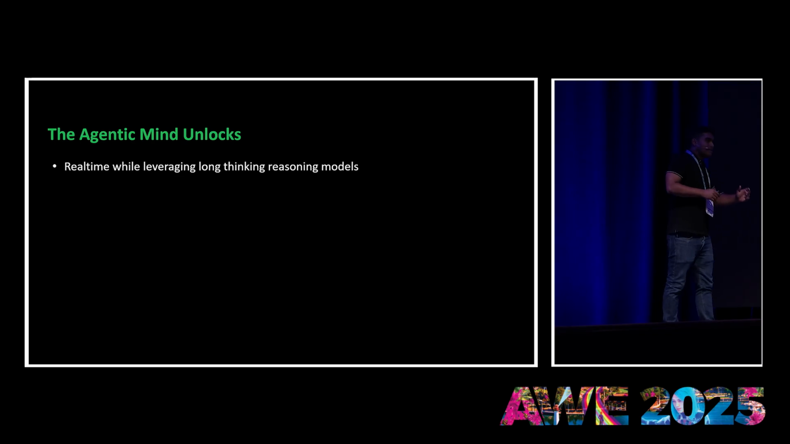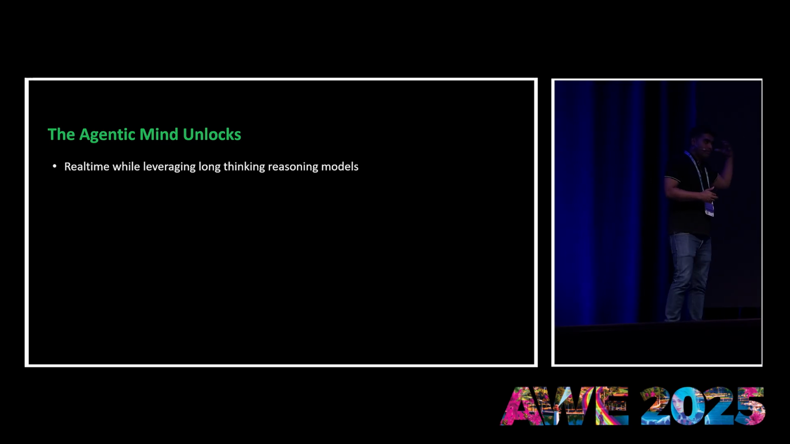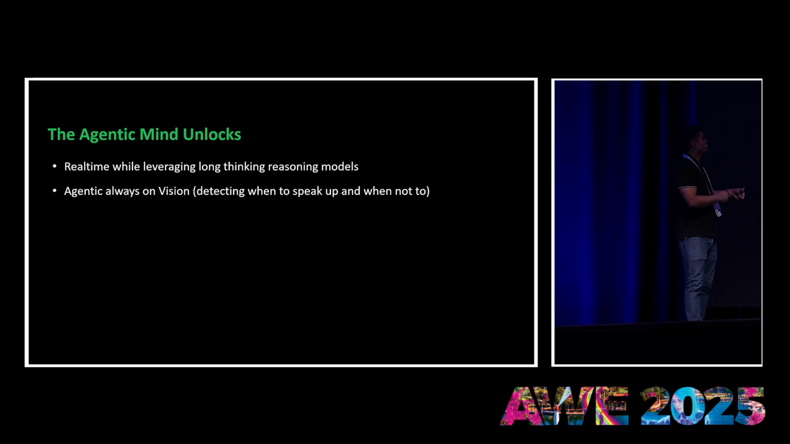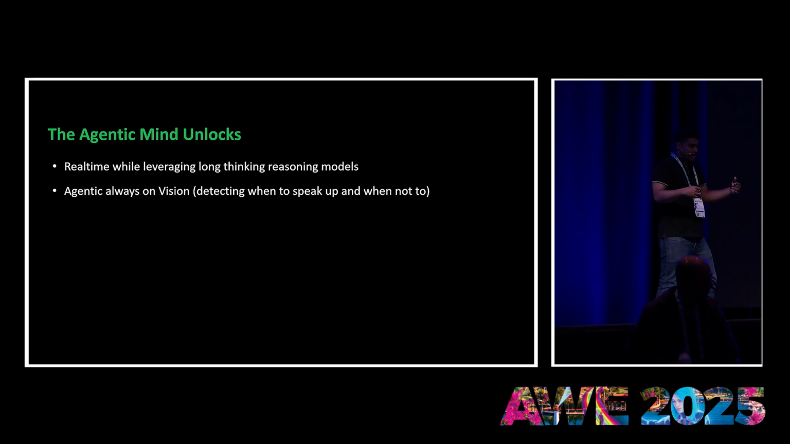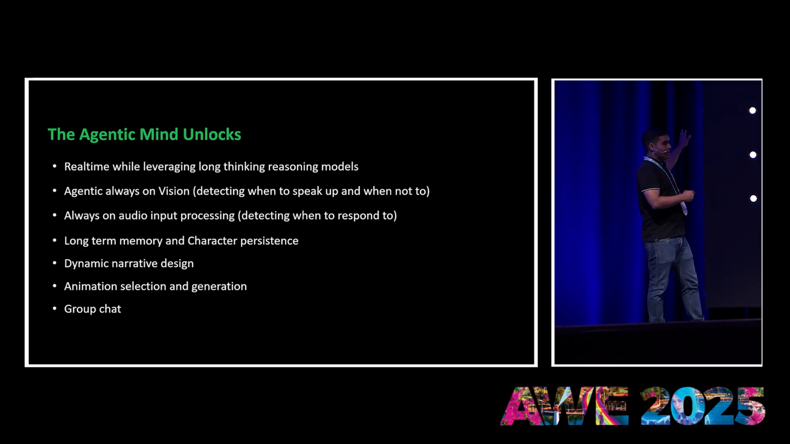So I'm going to talk about the unlocks that happen with integrating such a reasoning mind. First, the characters can now be listening all the time, while still being able to have real-time responses. So they are thinking in the background mind, but still having a real-time response. They are seeing the world all the time. They're processing everything all the time, even if there is nobody to prompt them, right? So they can be proactive rather than reactive. Same thing with listening to audio, listening to a lot of people, but deciding when to respond and when not to respond. And then there are many other abilities like long-term memory and animation generation and selection and various other things.